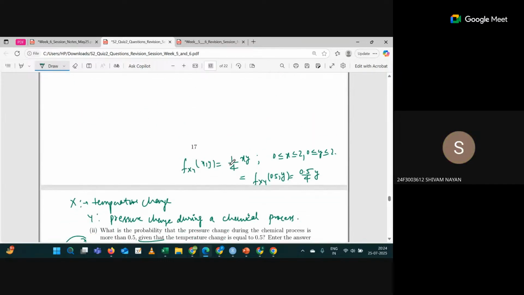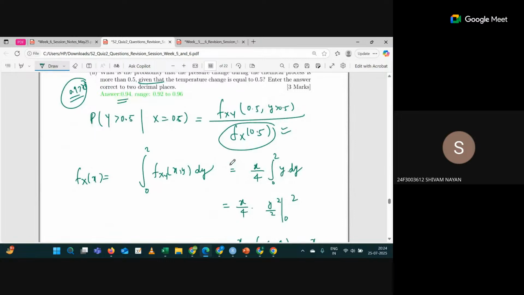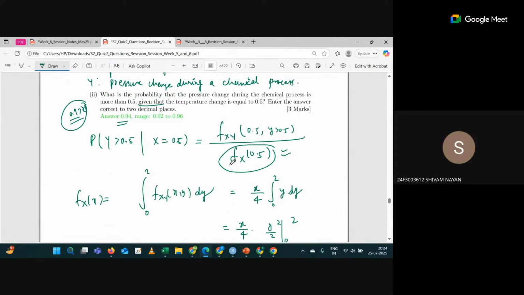Sir, here in this question, can we come to this question, sir? Sir, here I was asking if it was y equal to 0.5 given that x is greater than 0.5. Then that was what I was asking. Again, you have to solve this. Simple.